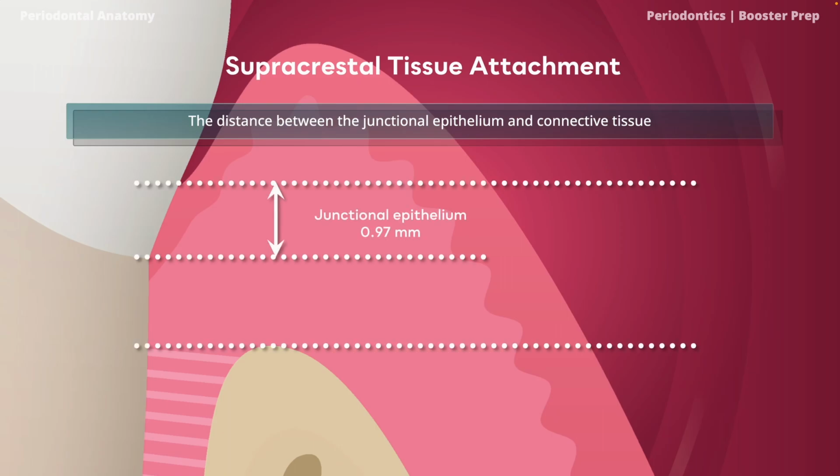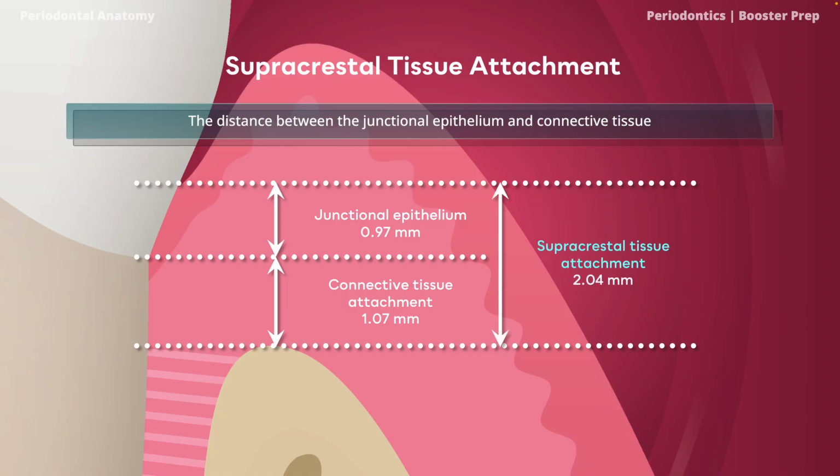The junctional epithelium starts at the base of the sulcus down to where the connective tissue attachment begins, close to the CEJ. This distance is typically 1 millimeter. The connective tissue attachment starts from the bottom of the junctional epithelial connection down to the level of the alveolar crest, and this distance is also about 1 millimeter. Together, both of these attachments create the supracrestal tissue attachment, which, you guessed it, should measure about 2 millimeters.